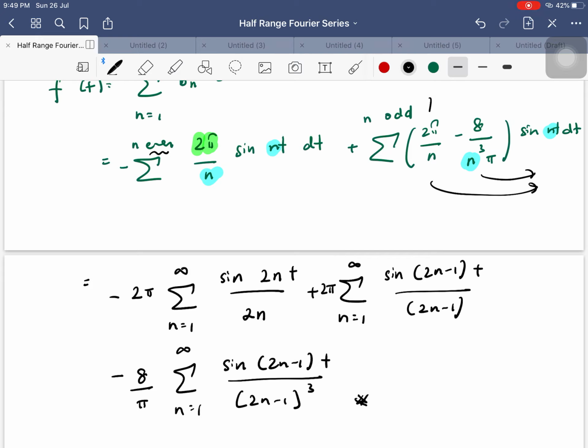Okay, if you have two terms like this, you can separate them, or you can actually leave it like this as well. Just change this to be in terms of 2n minus 1 and also 2n minus 1. So that is fine as well. All right, so that will be the end of the calculation.